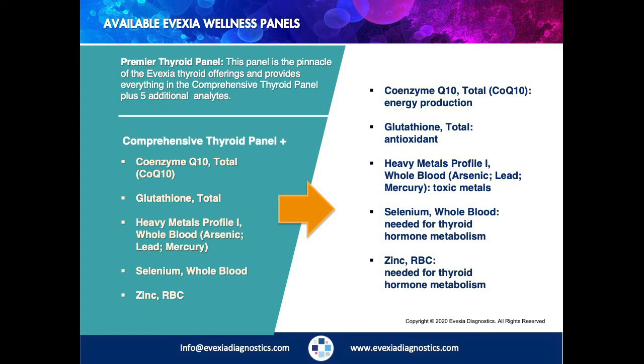And finally, zinc. This panel takes a look at the zinc level in the red blood cell. Now, zinc is critical for proper thyroid metabolism, and a zinc deficiency can result in decreased thyroid hormone levels as well as a decrease in the resting metabolic rate. And please remember that a zinc deficient individual tends to have immune system dysfunction.